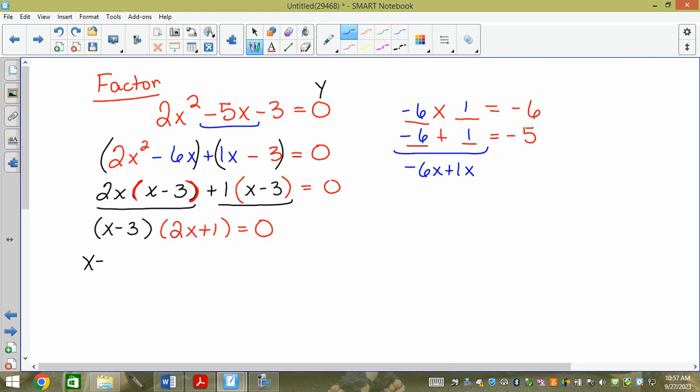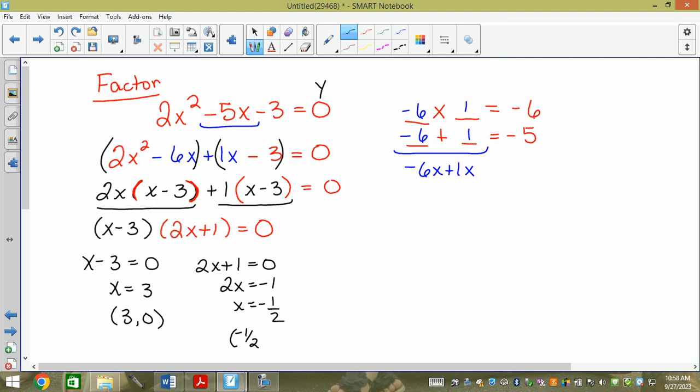So we get x minus 3 equals 0, x equals 3. So I have 3, 0 technically as my answer. And then I have 2x plus 1 equals 0. 2x equals negative 1. X equals negative a half. Negative 1/2 and 0 are my 2 x-intercepts. Right? We learned that last year.